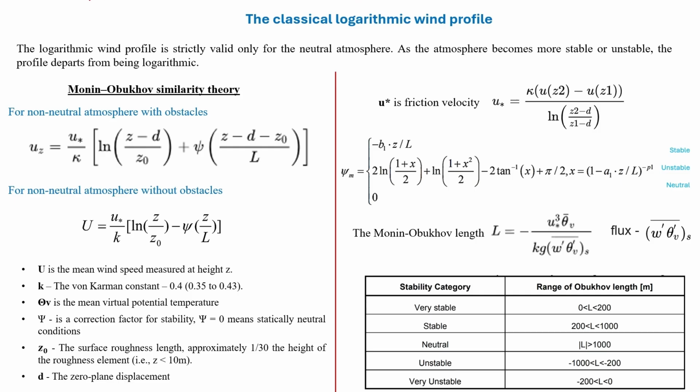So with stable or unstable atmospheric conditions, with the obstacle, this is the formula. Without the obstacle, no obstacles, D is removed. In this equation, Z is also removed, because compared to Z it is very small. This will be the final equation. And here again U star, K, psi, L values they have given here. These are all the formulas.